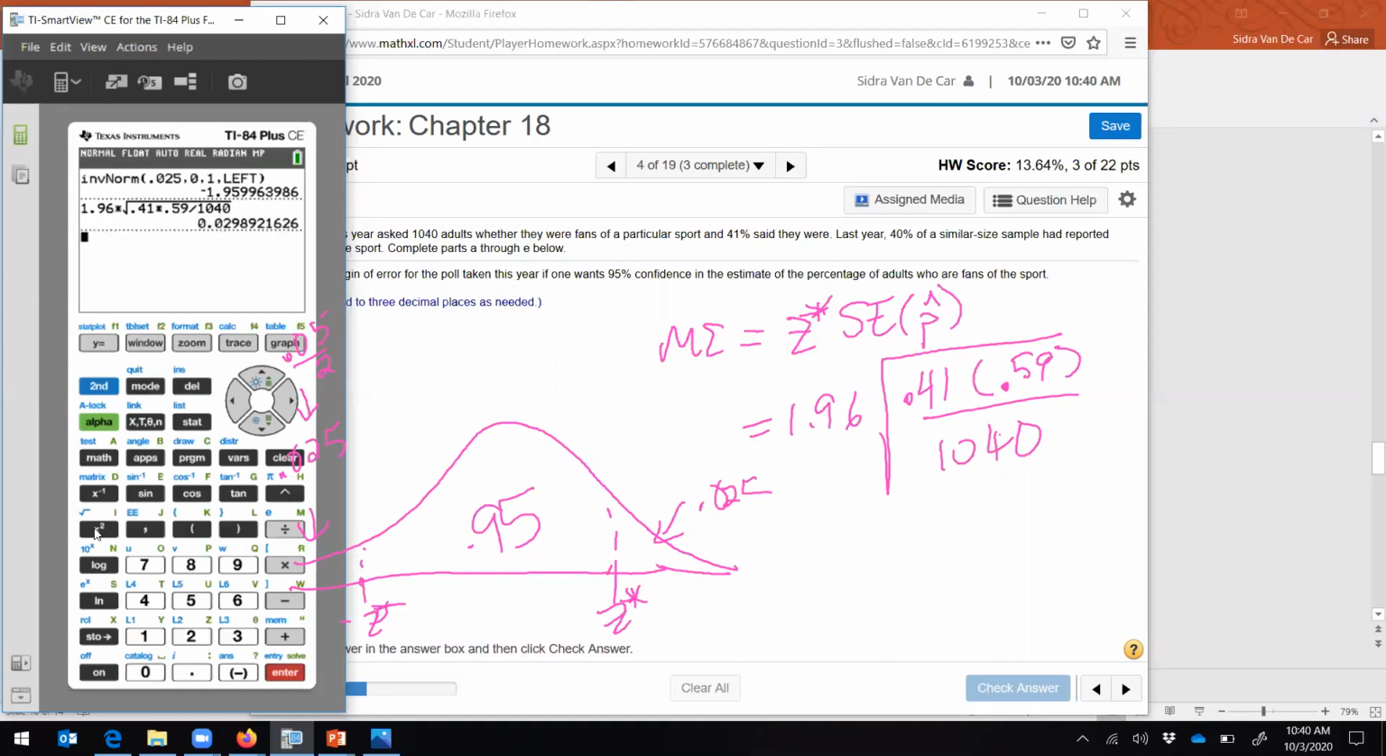Now, the other way I could have gotten that margin of error is I could actually calculate it just using my calculator. I wouldn't do any of this formula stuff that I did here. Go to stat and go over to test and go to option A to get that one proportion z interval again.